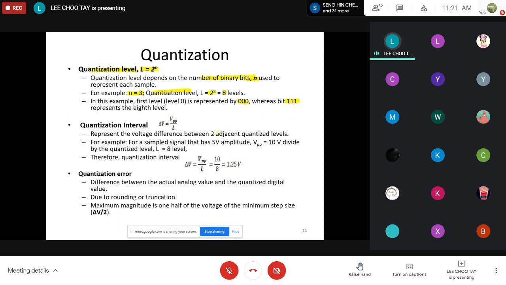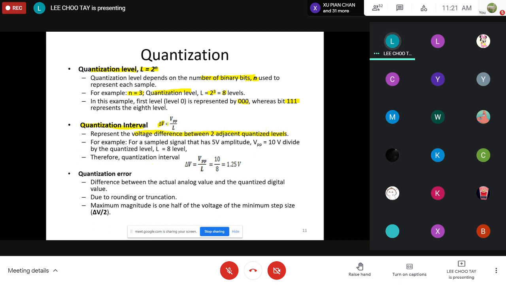The second term during the quantization process is the quantization interval. We normally use delta V. This quantization interval will tell you the voltage difference between 2 adjacent quantized levels.